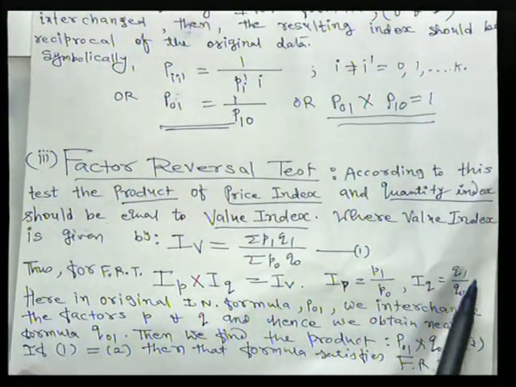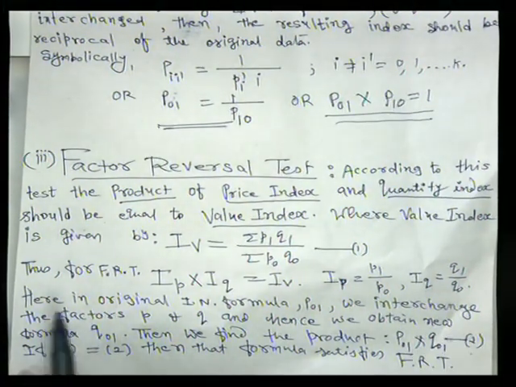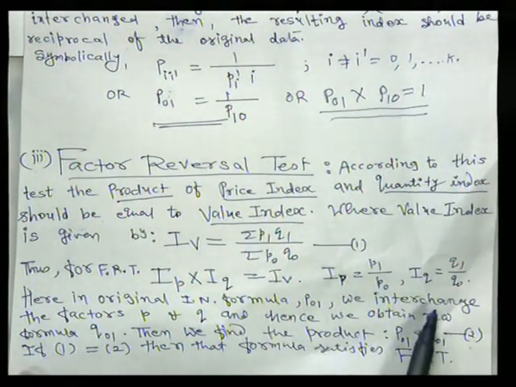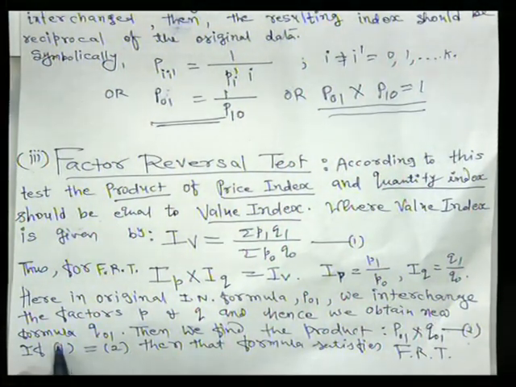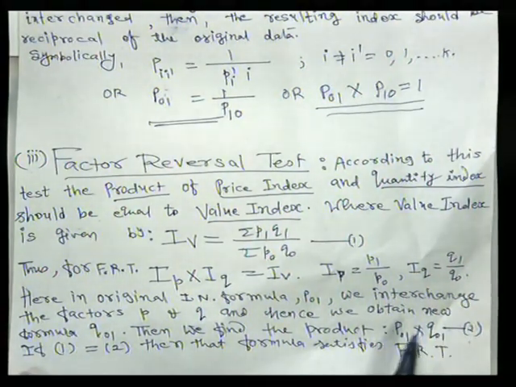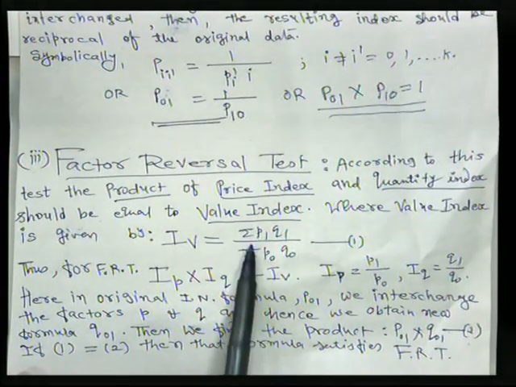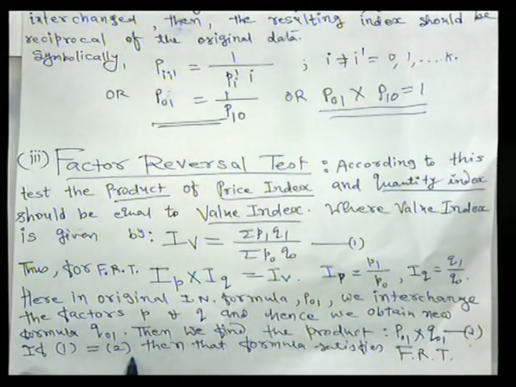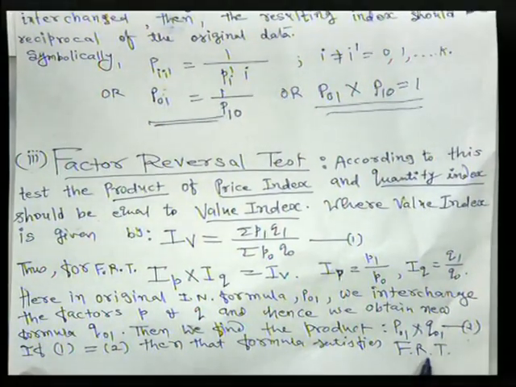IQ is the interchanged formula, where there is P, we put Q, so it is Q1 by Q0. Here, in the original index number formula P01, we interchange the factors P and Q, and hence we obtain the new formula Q01. Then we find the product of P01 into Q01 or IP into IQ and say the answer is number 2. If we find 1 equal to 2, IP into IQ equal to IV, then that formula satisfies the factor reversal test FRT.